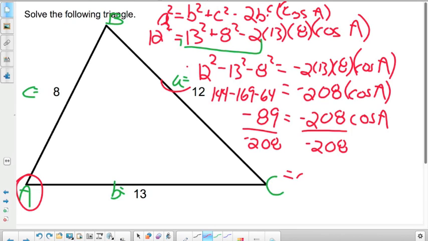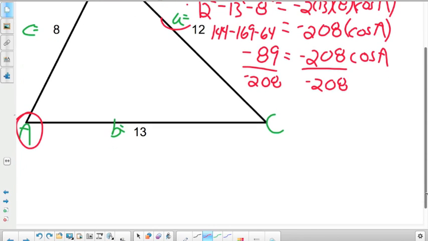Right, so now I got cos of A. If you just add it with that, because it turns into a 0, and you have 208 on that side. So cos of A is 89 over 208.